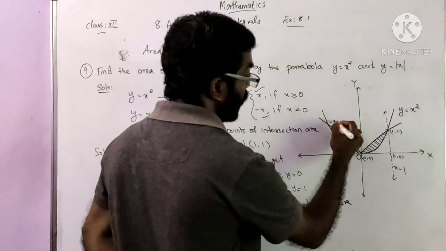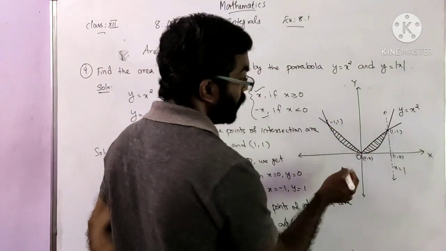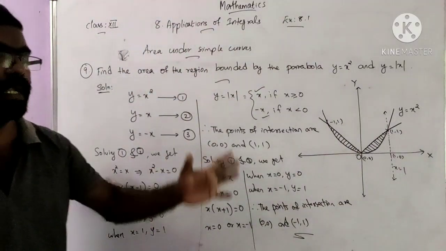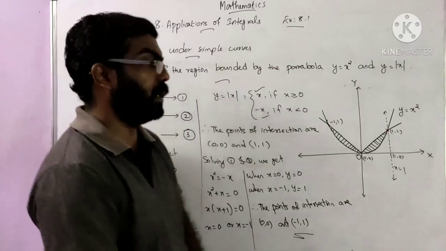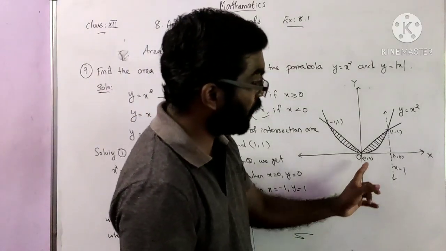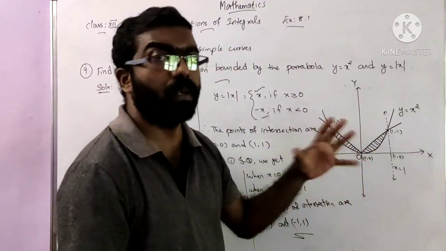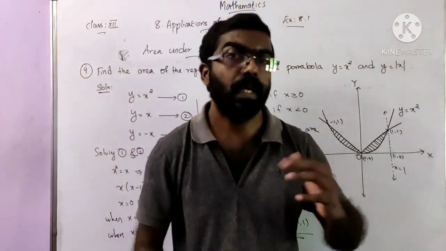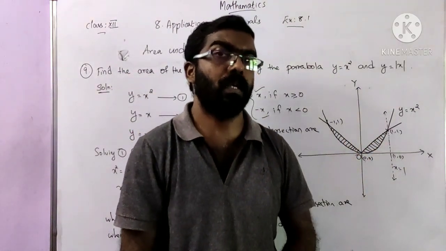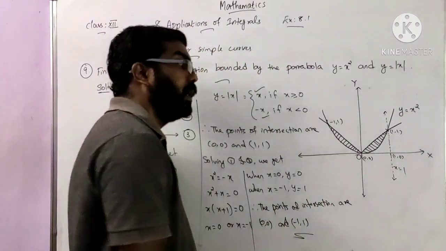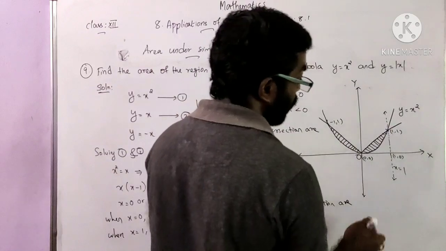So here it is minus 1, 1, 0, 0 we have already marked. Okay. Now we can easily find the area using integration. So we have to find the area of these two shaded parts. For that we can first find the area of any one of the shaded portions and multiply the result by 2 because both are equal. Okay. Take the area in the first quadrant.